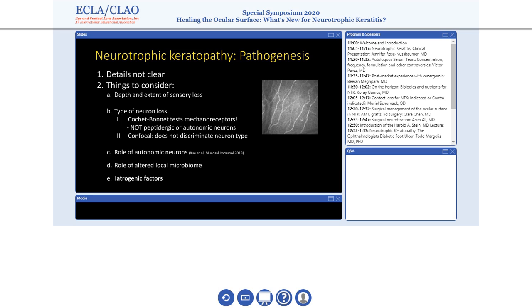Confocal doesn't really help us a lot because it doesn't discriminate neuronal type. We don't know what's a mechanoreceptor versus a peptidergic receptor versus an autonomic neuron. The role of the autonomic neurons has not really been explored. I think it needs to be.